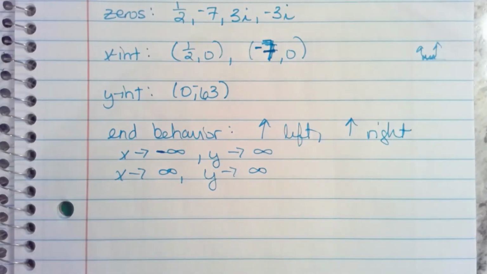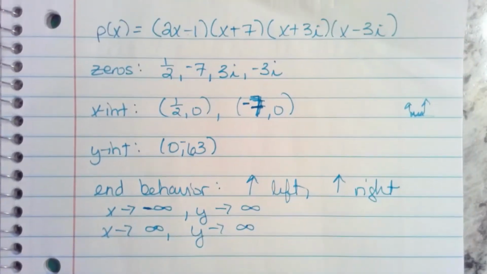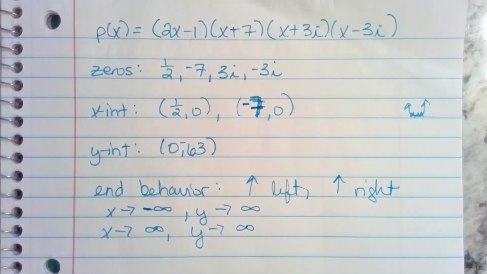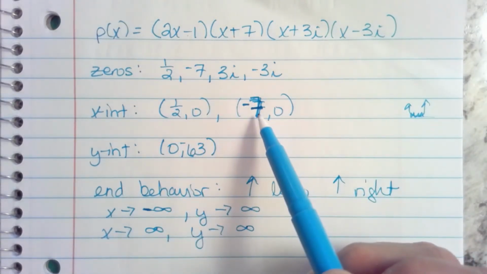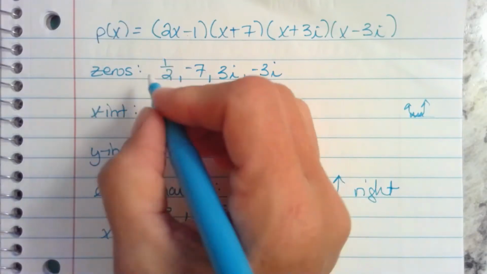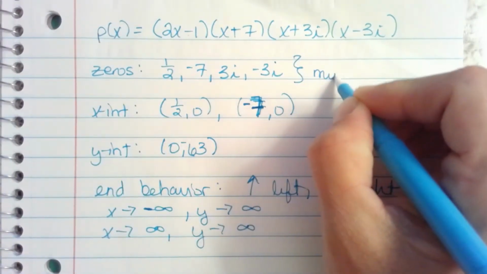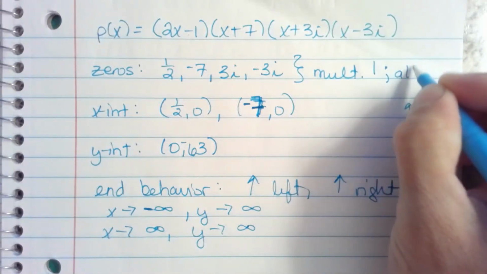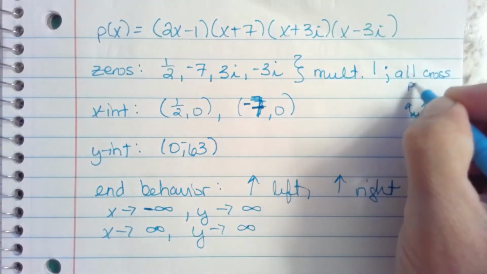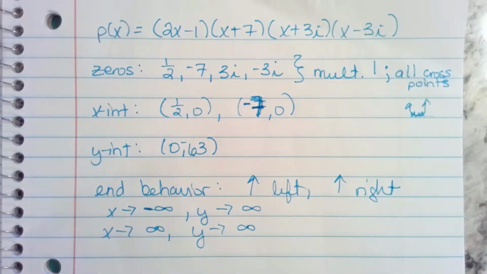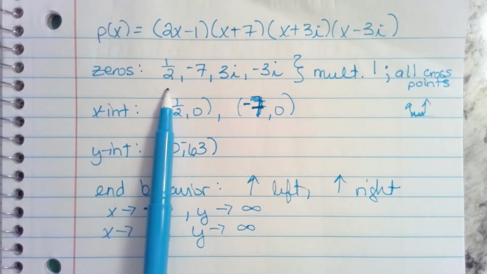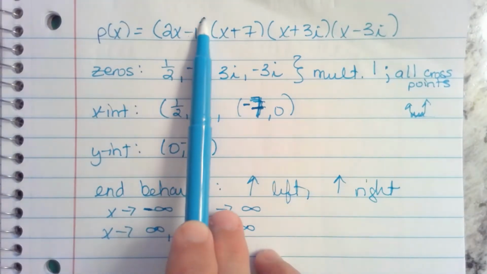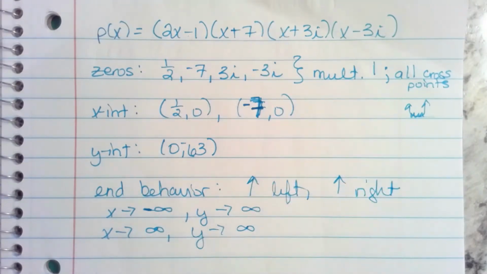Alright, so then we need to know about some multiplicities. Multiplicity means how many times each of the zeros occurs. Well, this one and this one only occur once, right? These two only occur one time. So all have multiplicity 1. That means that they are all cross points. Okay? If any of these has an even multiplicity, so if this had a little 2 right there for squared or fourth, something like that, then it would become a touch point.